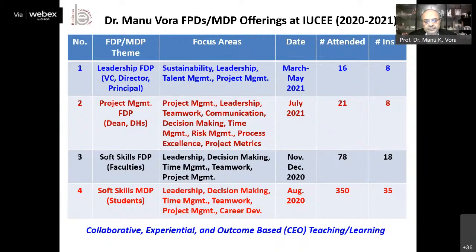So all these FDPs were collaborative, experiential, and outcome-based teaching and learning processes, very rigorous. But at the end, when we had the valedictory function, they all said we learned, we had to work hard, but the outcome was very positive.